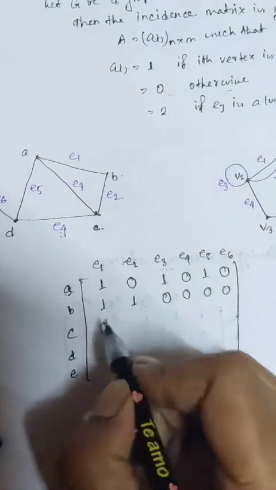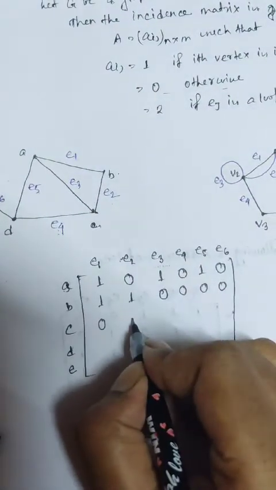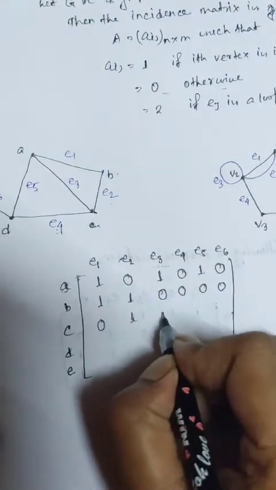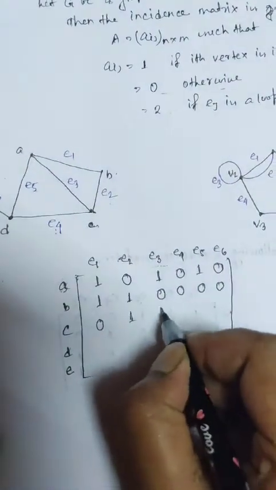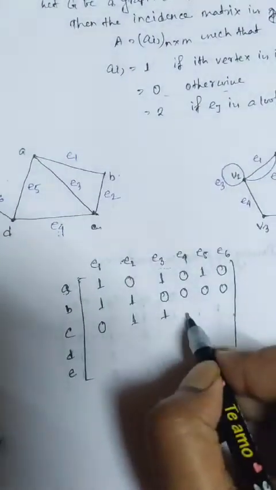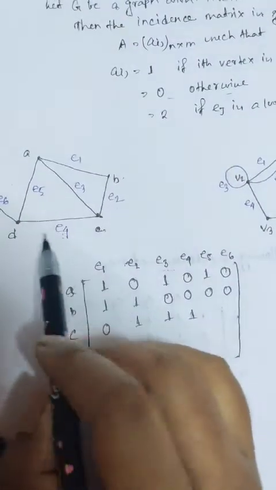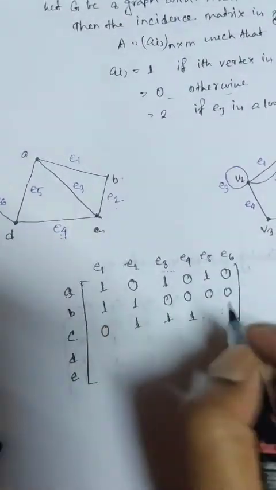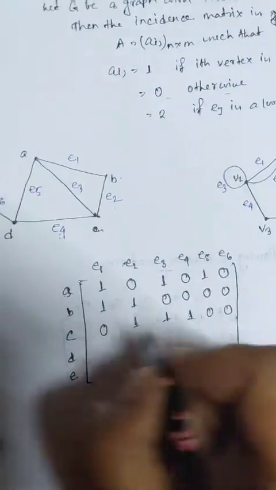Now if I come to the vertex C, C is not incident with E1, so it will be 0. C is not incident with E2, so it will be 0. C is incident with E3, so it will be 1. C is not incident with E4, it will be 0. And C is not incident with E5 and E6, so both are 0.